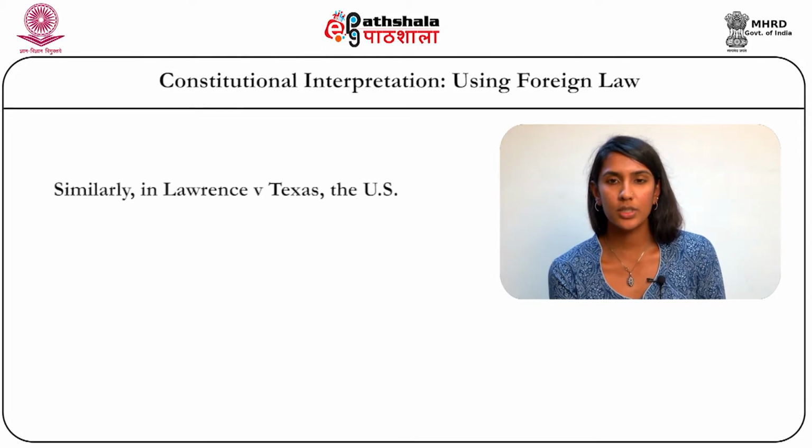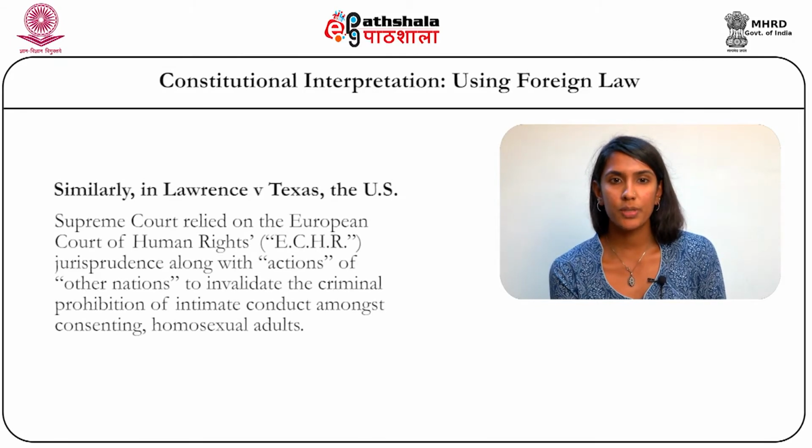Similarly, in Lawrence versus Texas, the United States Supreme Court relied on the European Court of Human Rights jurisprudence, along with the actions of other nations, to invalidate the criminal prohibition of intimate conduct amongst consenting homosexual adults. However, this has been severely criticized by various judges such as Justice Scalia and Justice Rehnquist, who have said that the court should not give credence to the views of foreigners.